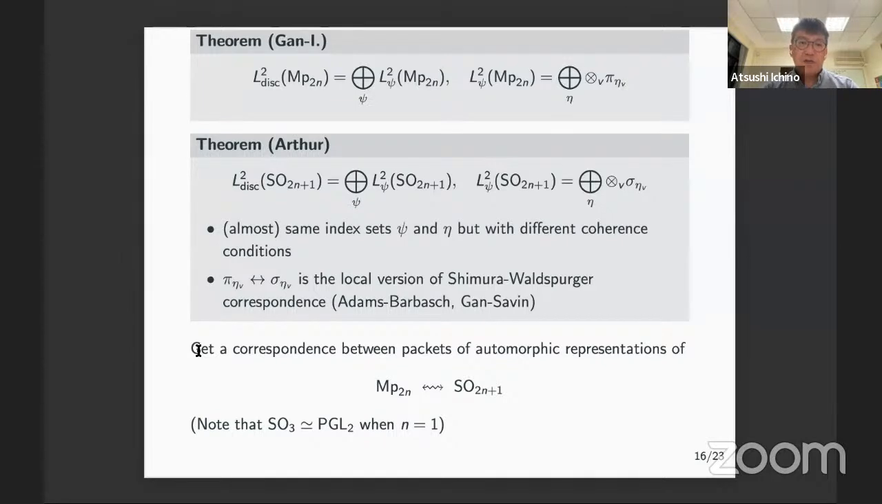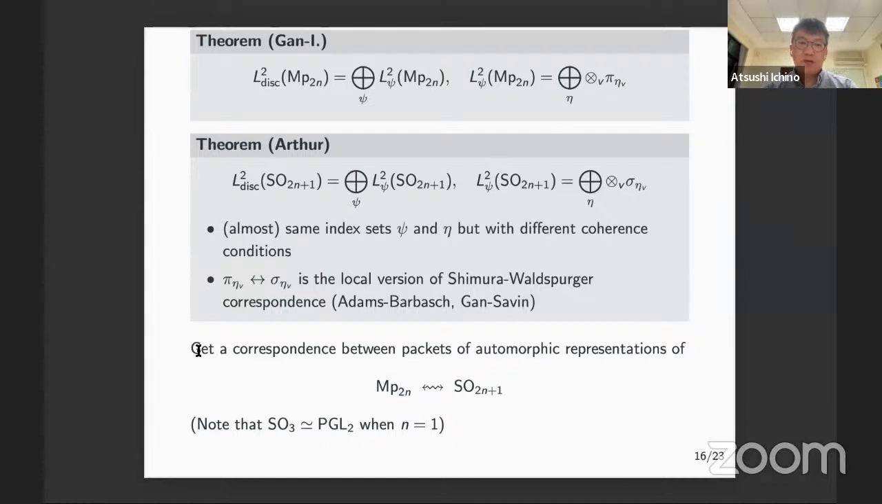In the case of the split SO_2n+1, the decomposition into near equivalence classes can be indexed by the same psi as in the Mp_2n case. And likewise, the near equivalence class of SO_2n+1 attached to psi can be decomposed into the sum of products of local representations indexed by almost the same eta, but with different coherence conditions. And we have some local representations pi_eta and sigma_eta, and they are related by the local version of the Shimura correspondence, which is given by the theta lifting. I'd like to talk about this after this slide. And in this way, the theta lifting enters in this description of the discrete spectrum of the metaplectic group.